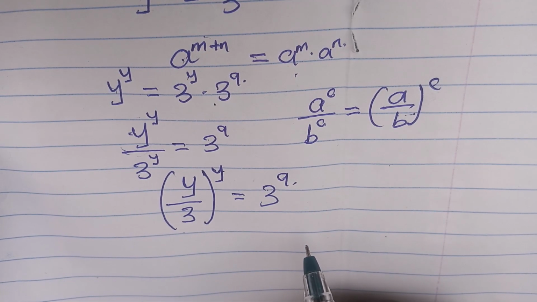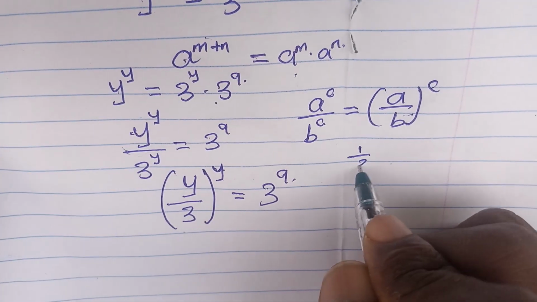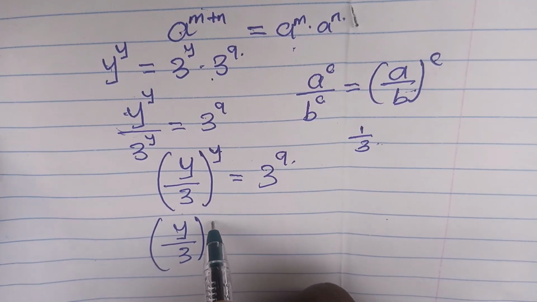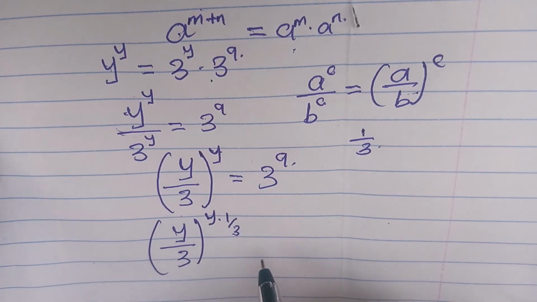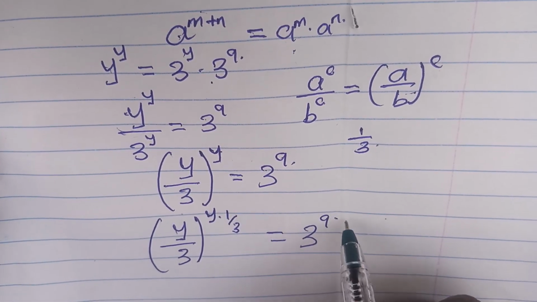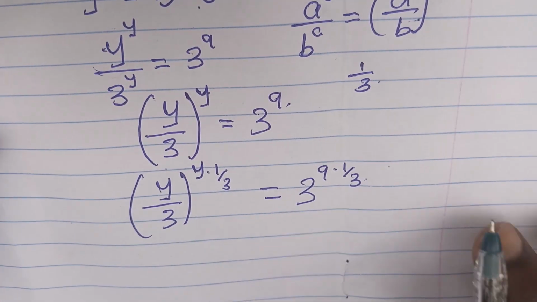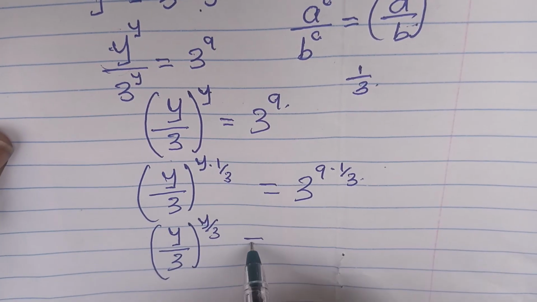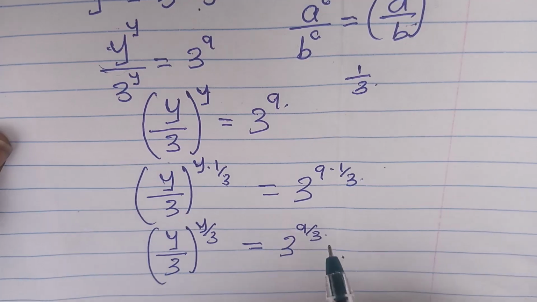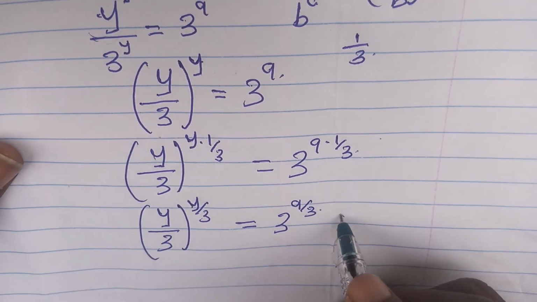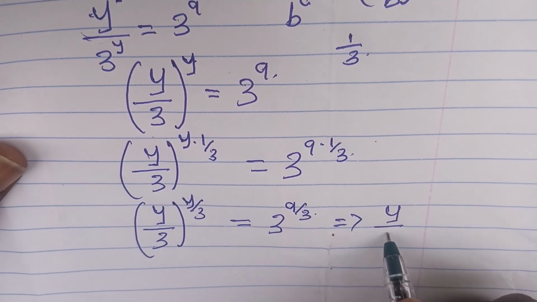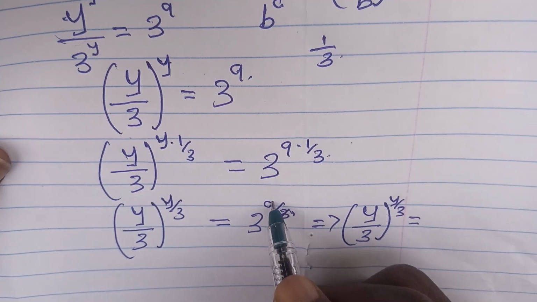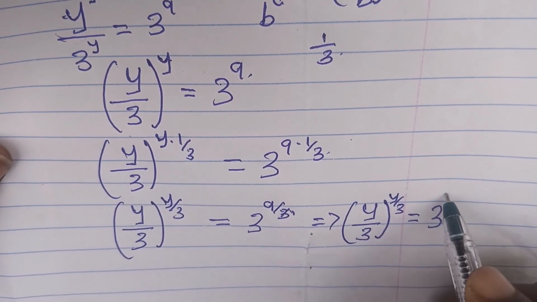The next thing we can do is to take the power of both sides by 1 over 3. So we say y over 3, all to the power of y times 1 over 3, equals 3 to the power of 9 times 1 over 3. From here we have y over 3, all to the power of y over 3, equals 3 to the power of 9 over 3, which gives us 3 all to the power of 3.